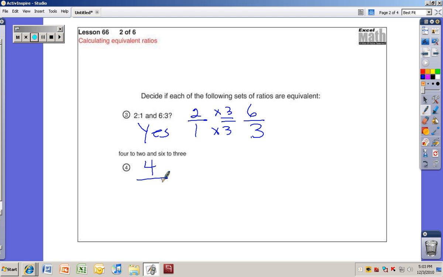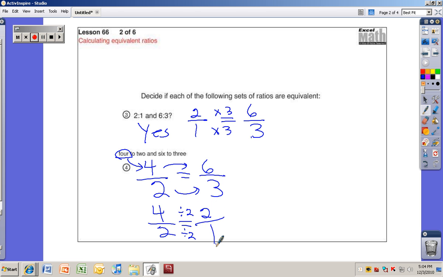4 to 2. The 4 is on the top. Even though that's an improper fraction, the 4 comes first. And 6 to 3. Now this one's a little tricky. Is 4 to 2 equal to 6 to 3? How do we go from 4 to 6? How do we go from 2 to 3? We can't do that. So what we're going to do instead on this one is do 4 to 2. I can divide that by 2 and divide that by 2. So I have a ratio of 2 to 1.